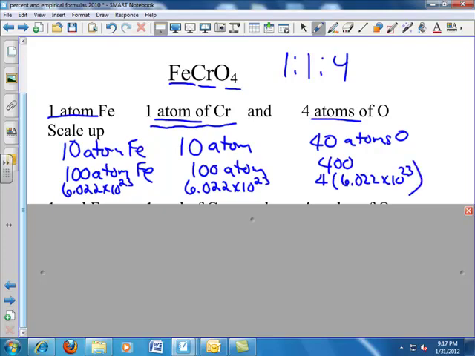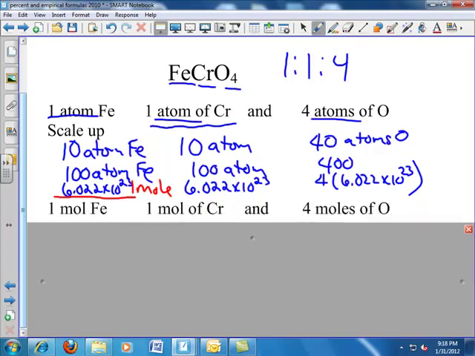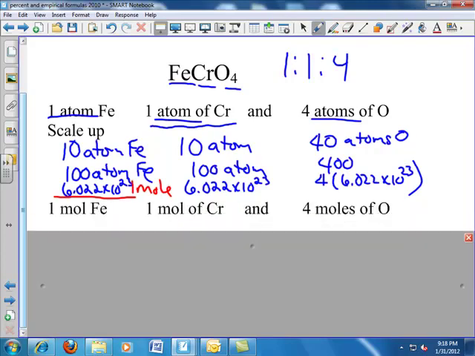Well, this number is also called, besides Avogadro's number, a mole. It happens to be 1 mole. So 1 mole of Fe would need 1 mole of chromium and 4 moles of oxygen. So now you see why moles become important: we can count large numbers of atoms with them.